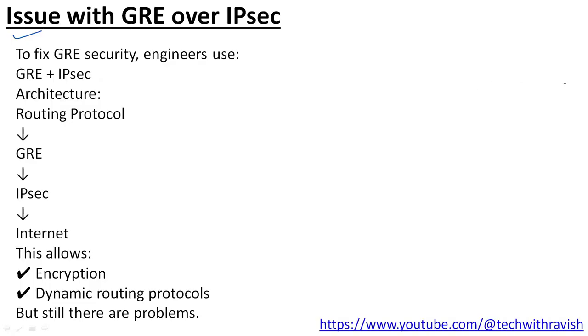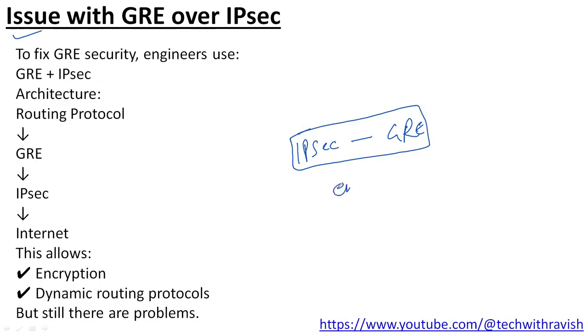Also, it will support the dynamic routing protocol when we configure IPsec over GRE. The combination of both of them will create both encryption as well as the multicasting. That means multicast protocols, EIGRP and OSPF, will be easily supported over here.